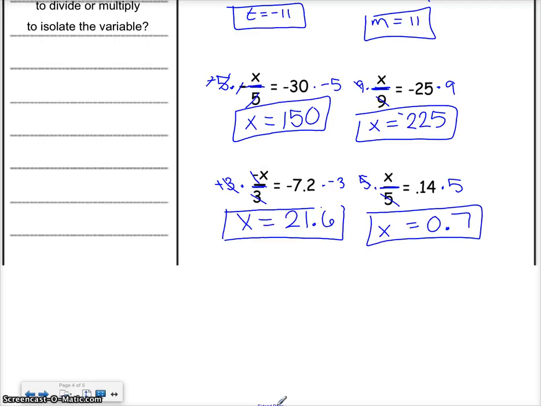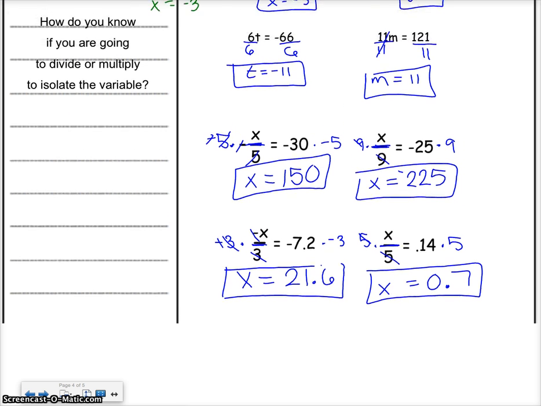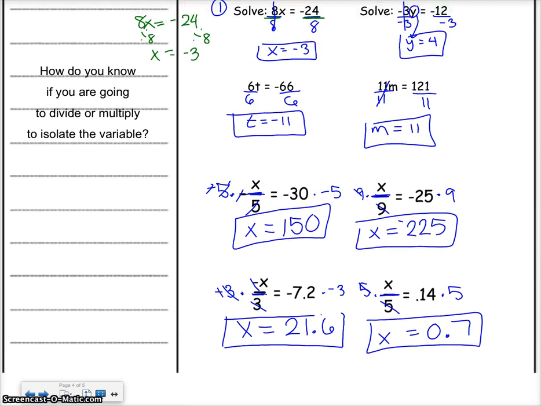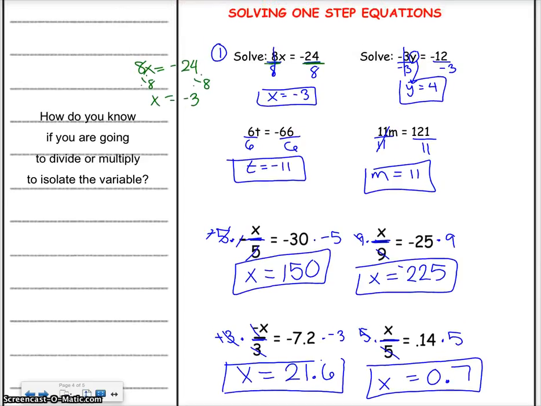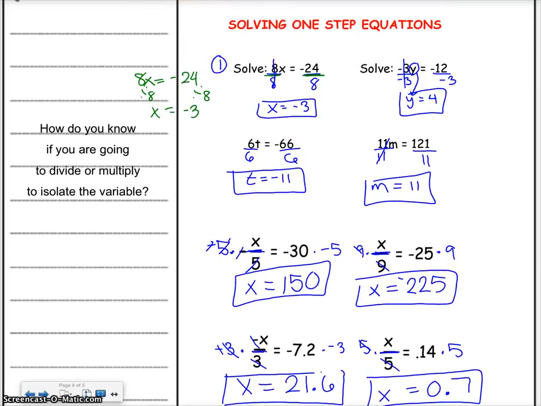X equals 0.7. Okay. And if you look at the question on the left-hand side of your Cornell notes, it says, how do you know if you are going to divide or multiply to isolate a variable? If you're able to verbally answer this, this is more of a level 4 if you can identify it right away. Because there's a pattern that if you notice how the number is lined up, you'll know if you need to multiply or divide.